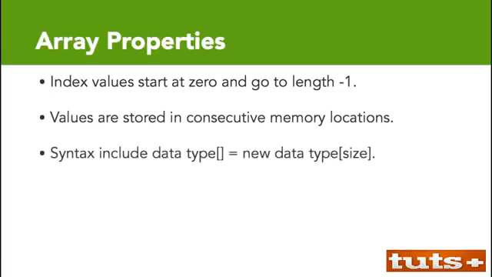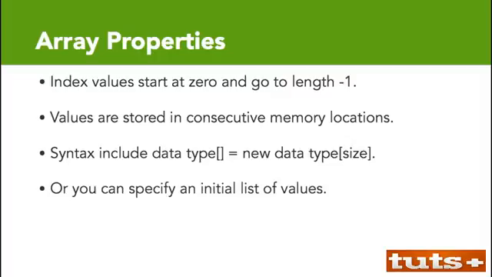The syntax for an array includes the data type and 2 square brackets, equals new data type, a square bracket with the size, and a closed square bracket. Or you can specify an initial list of values to be included in the array, and the size will be calculated automatically. There is one caution: beware of the out-of-bounds error.